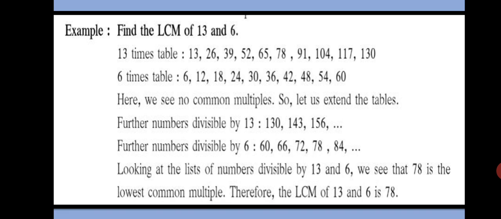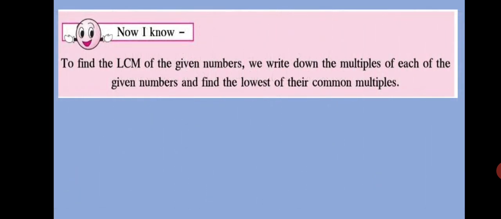In HCF, we list the factors and we underline the greatest one as the highest common factor. In LCM, you list the multiples starting with the given number itself, and you stop once you get a common multiple in the given numbers, and that will be your lowest common multiple. The first common multiple is your lowest common multiple. So now I know that to find the LCM of the given numbers, we write down the multiples of each of the given numbers and find the lowest of their common multiples.